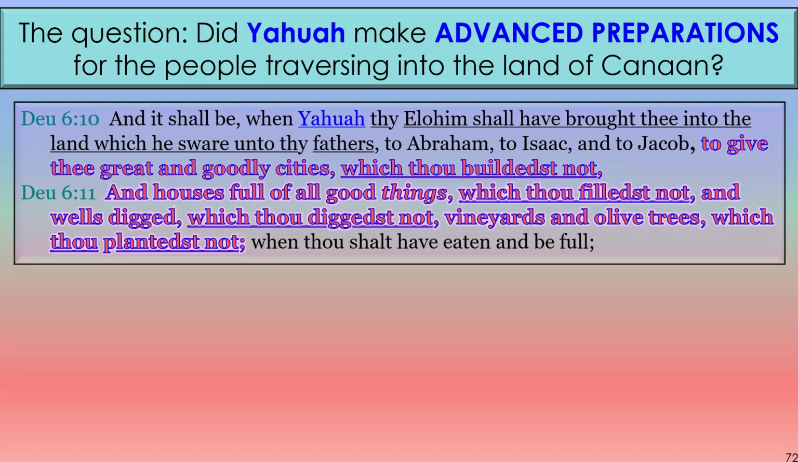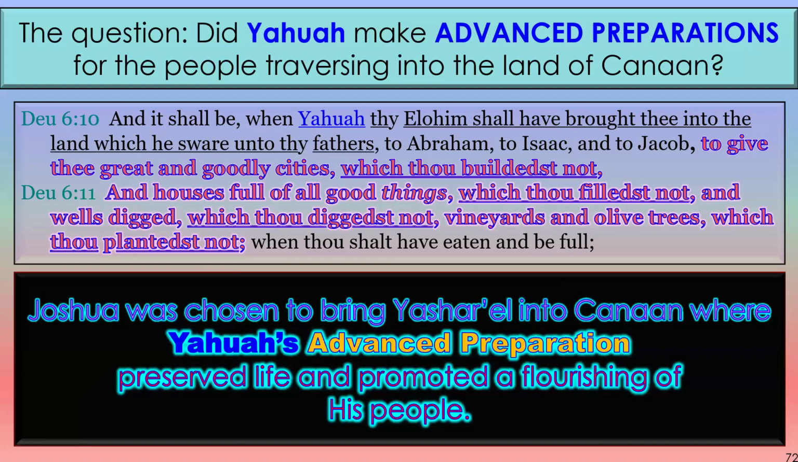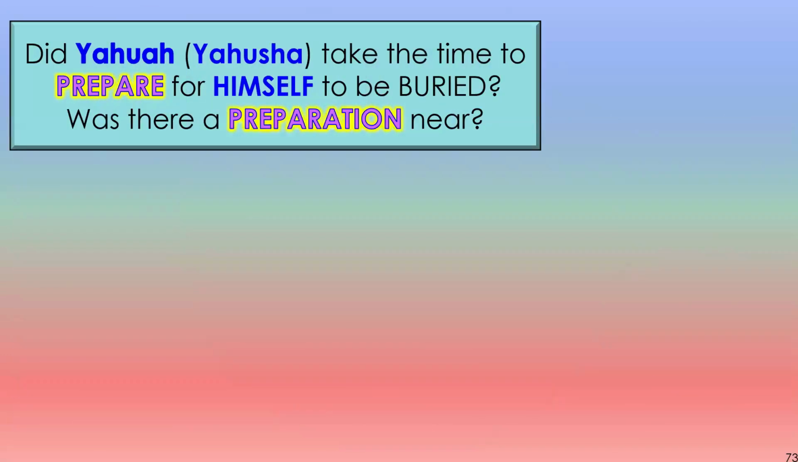Verse 11. And houses full of good things, which thou filledest not, and wells digged, which thou diggedst not, vineyards and olive trees, which thou plantedst not, when thou shalt have eaten and be full. Preparations for his people, preservation of his people, preparedness for his people. Joshua was chosen to bring Yasharal into Canaan, where Yahuwah's advanced preparation preserved life and promoted a flourishing of his people. Can we apply this preparedness to Moshe raising the tabernacle on the Zadok calendar?